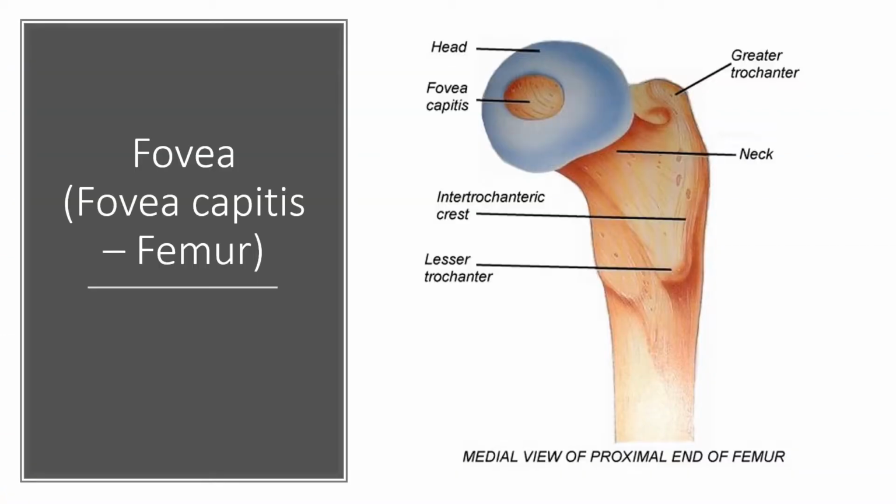This is a shallow pit. The fovea is a shallow pit, a good example being the fovea capitis, which is located on the head of the femur. If you see that fovea capitis, you are looking at a femur. It is a dead giveaway.